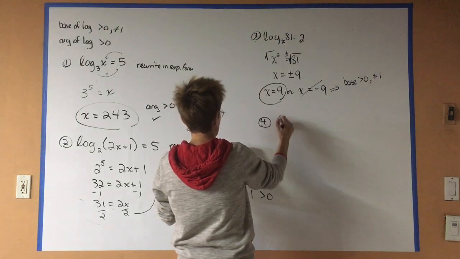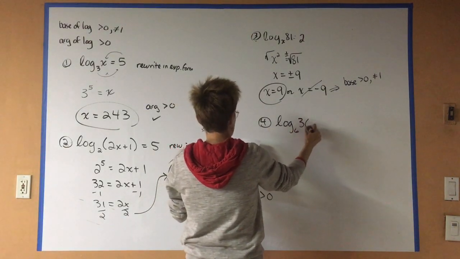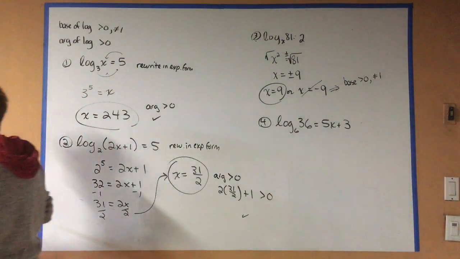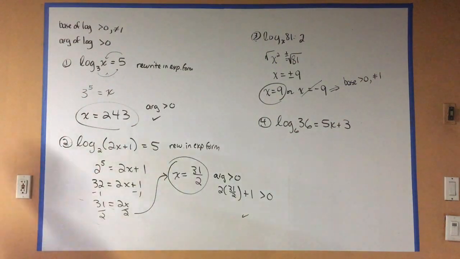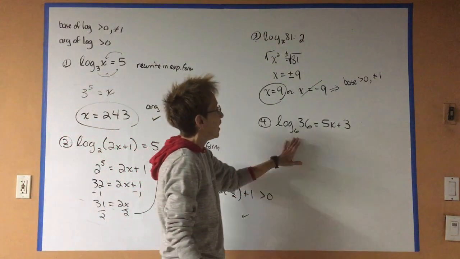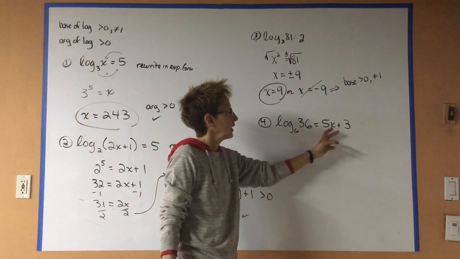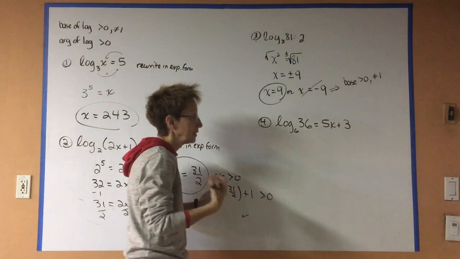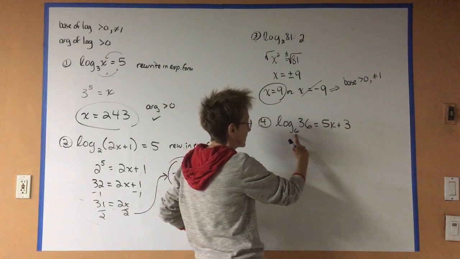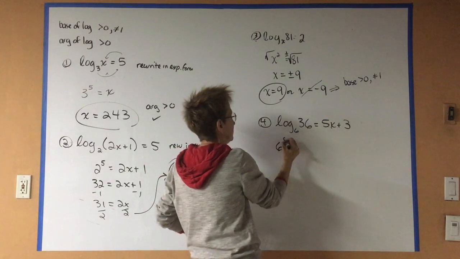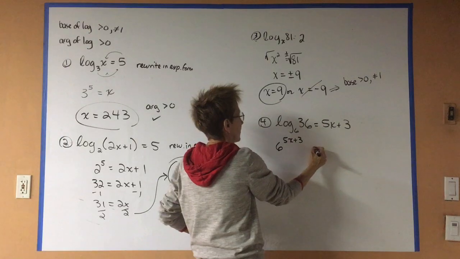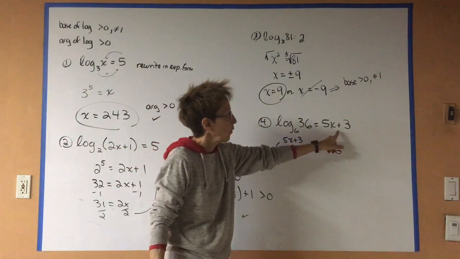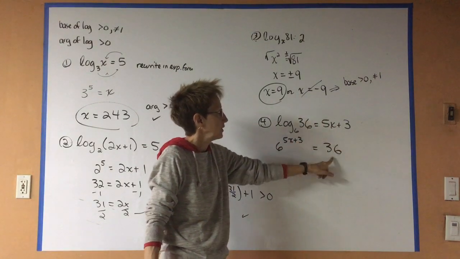So we'll go take a look at number 4. So we've got log at base 6 of 36 equals 5x plus 3. So this is a log equation. I've got a single log and then terms over here that don't have logs in them. So I'm going to try and rewrite this in exponential form. So I'm going to write 6 to the power of 5x plus 3 has to equal 36. 6 to the power of this whole thing over here has to equal 36.